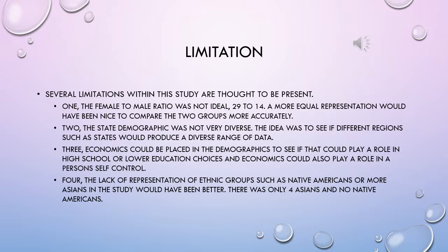Three, economics could be placed in the demographics to see if that could play a role in high school or lower education choices, and economics could have also played a role in a person's self-control. Four, the lack of representation of ethnic groups such as Native Americans or more Asians in the study could have also been better. There were only 4 Asians and no Native Americans.